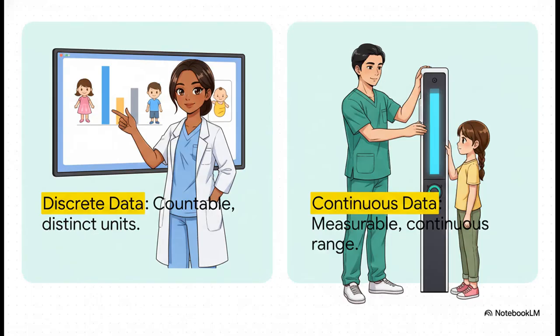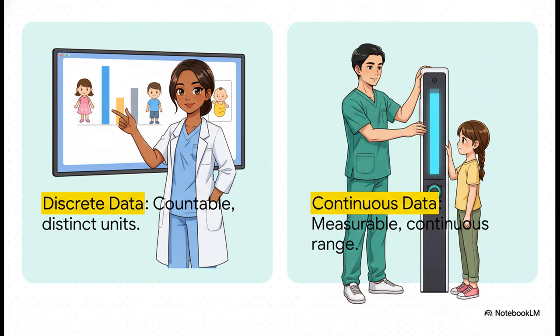Not all numbers are created equal. We have to break them down into two key types. First, you've got discrete data. This is stuff you can count in whole numbers. Think about the number of children in a family. You can have 2 or 3, but you can't have 2.5.